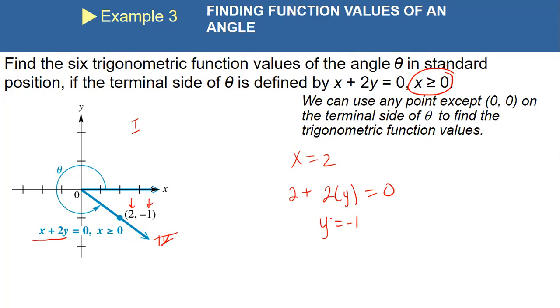So now I have 2 and -1. So now I'm going to find my r. So we know r equals the square root, because I know I'm going to take the square root, correct? Of 2 squared plus -1 squared. So r equals the square root of 5. Still with me?